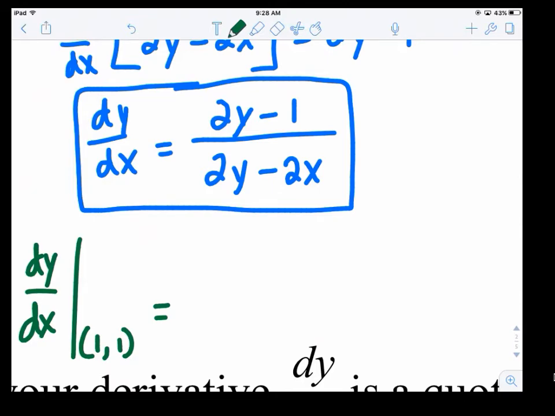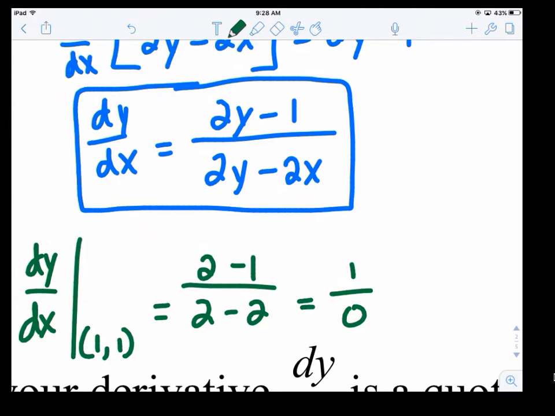All right, so what I want you guys to get used to is writing it in this notation when you are evaluating an implicit derivative. Get used to writing that bar and then the point, all right, because that'll give you points on your free response questions. All right, so I have 2y minus 1, so that's going to give me 2 minus 1. And then 2y minus 2x, so that's going to be 2 minus 2. And that means what?